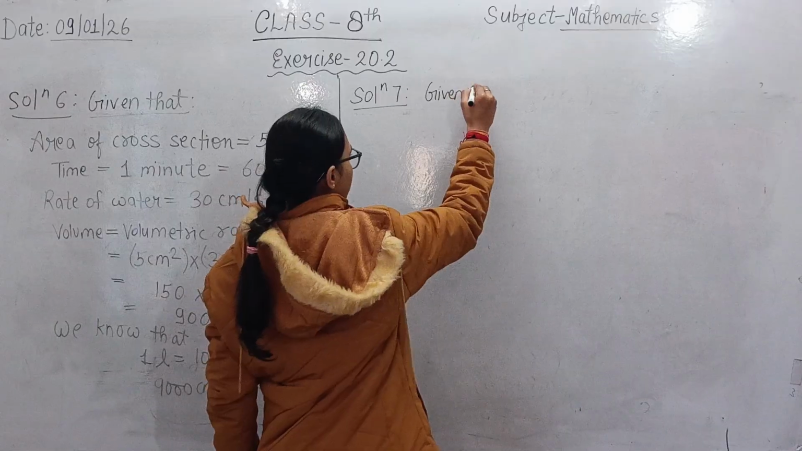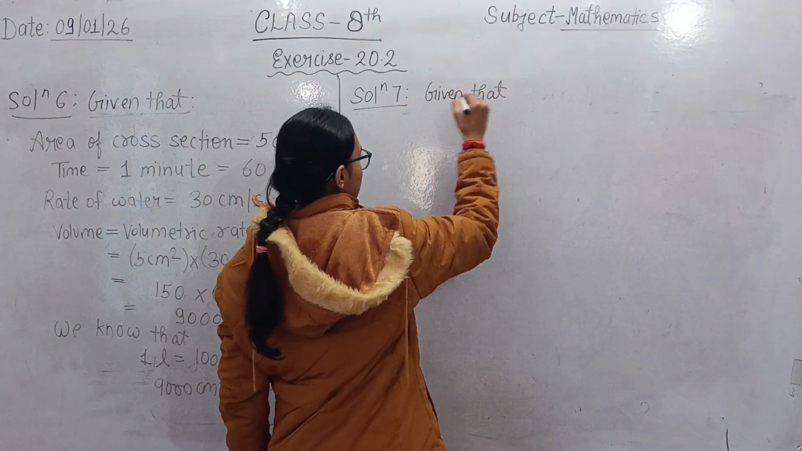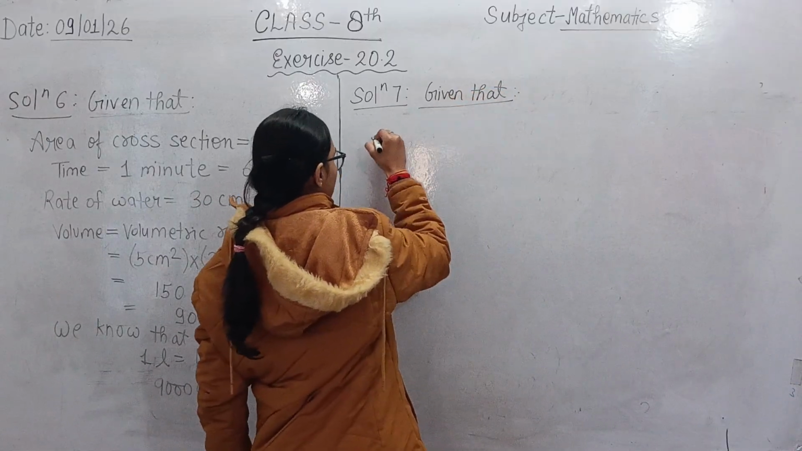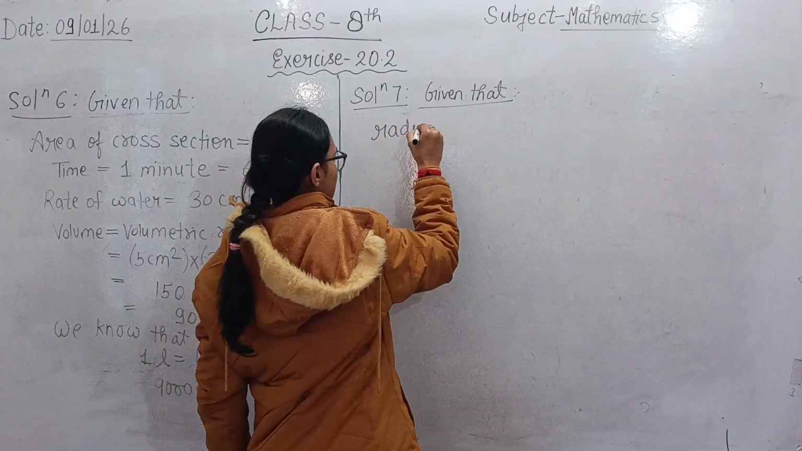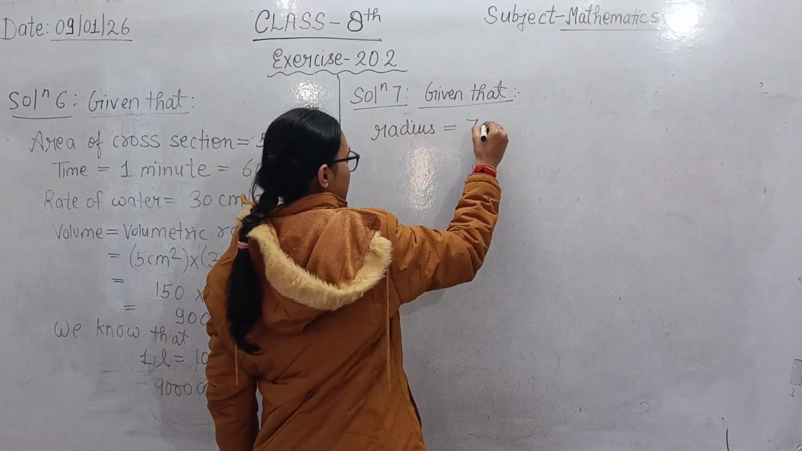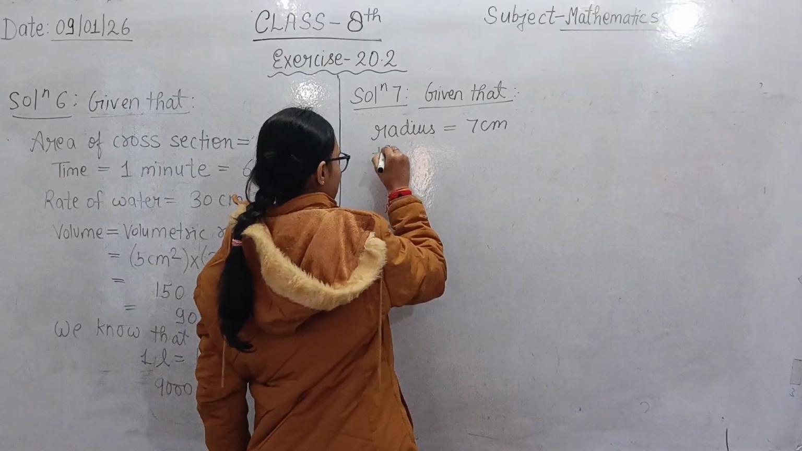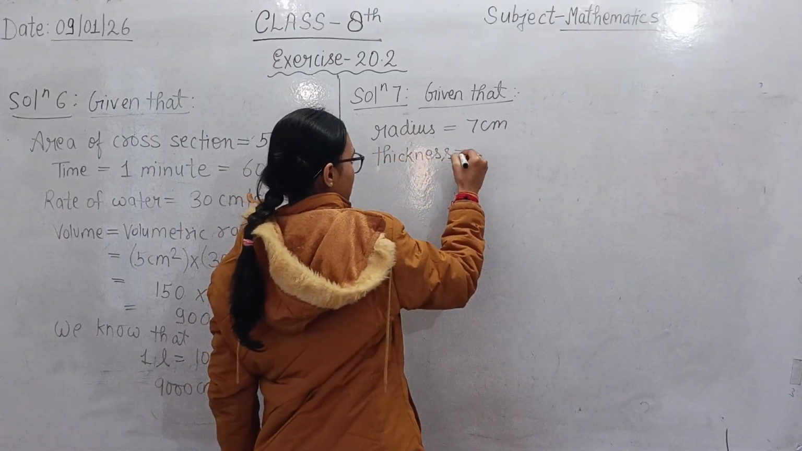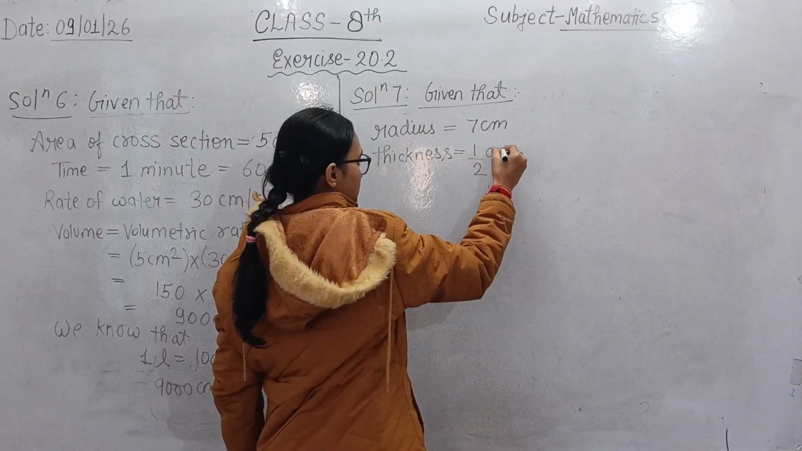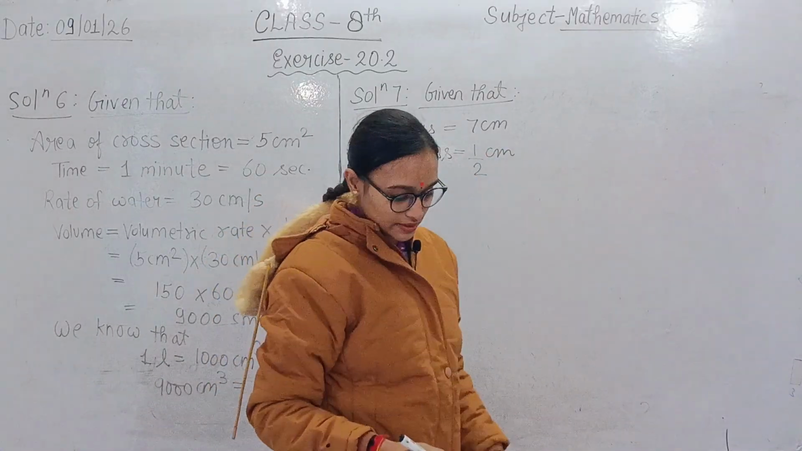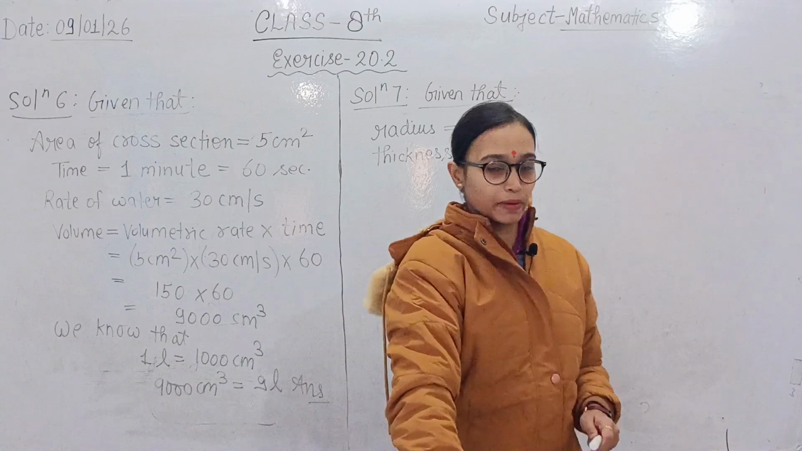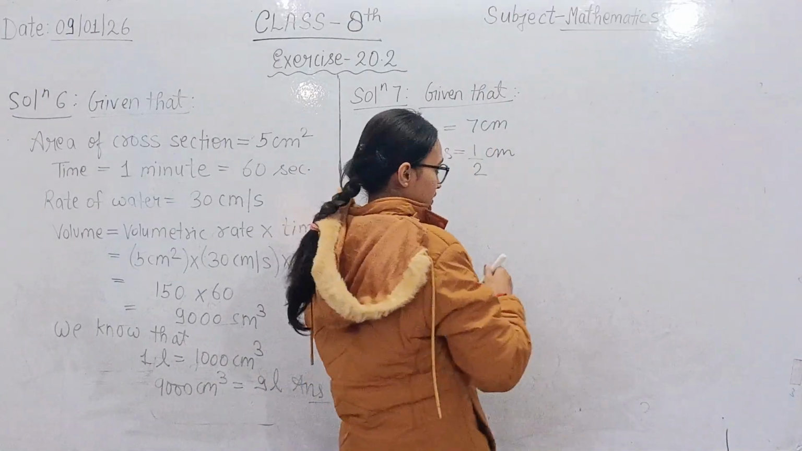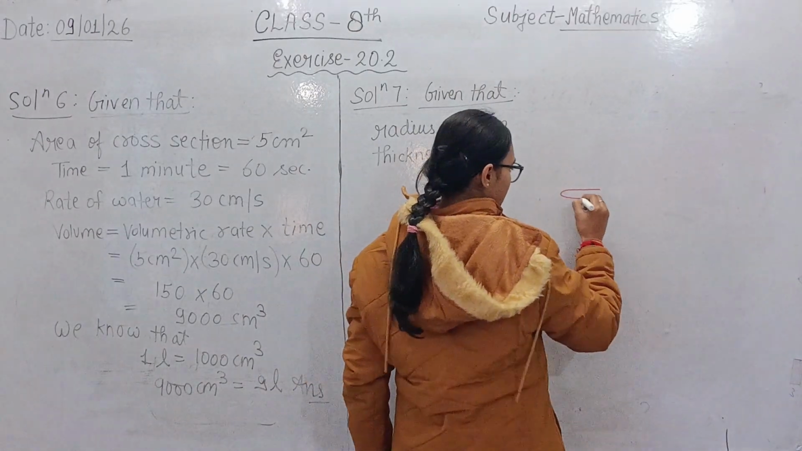Given that radius is equals to 7 centimeter and thickness is given as 1 upon 2 centimeter. In question, it is given that 50 circular plates. We will understand it with the help of figure.